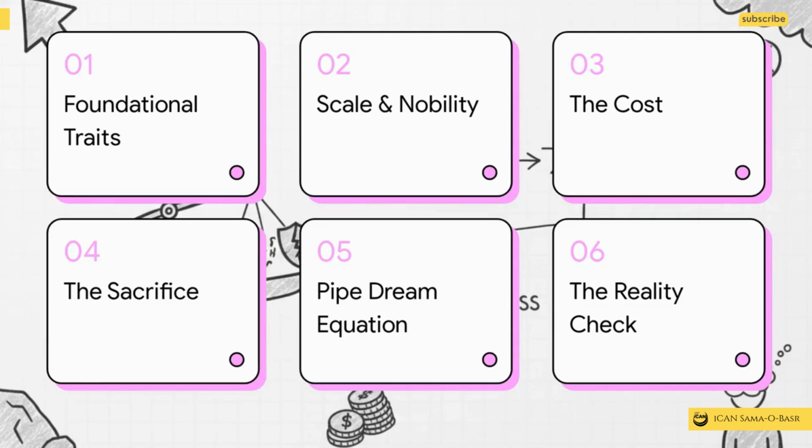Okay, let's take a quick look at our agenda. We'll be covering foundational traits, then scale, nobility, and correctness, before diving into the cost, the sacrifice, the pipe dream equation, and finishing up with a reality check. Let's just jump right in.